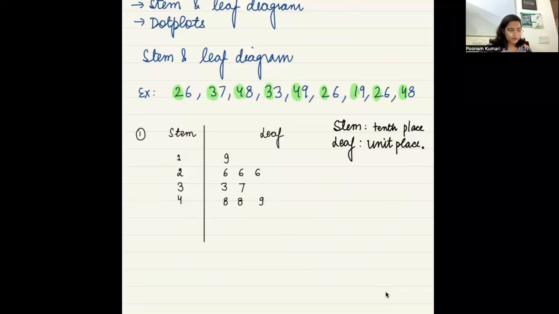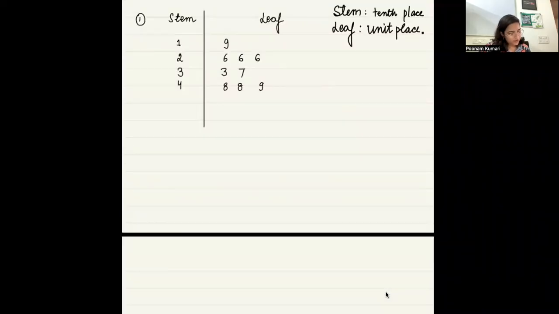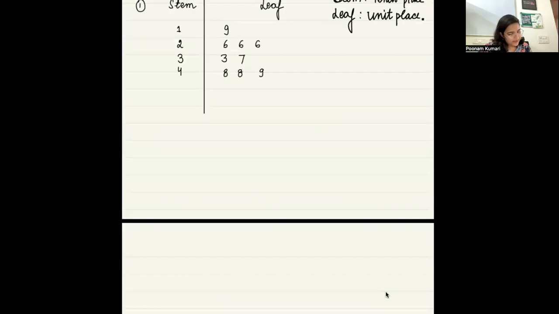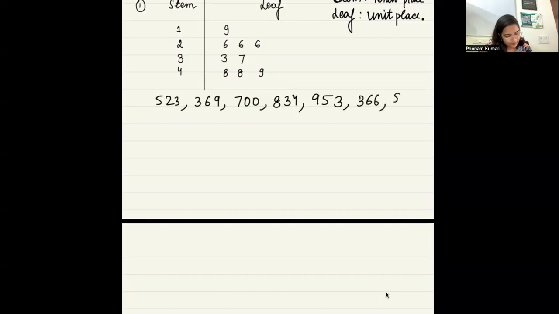Ma'am, in case of 3-digit or 4-digit number, what will be the stem and leaf? Yeah. So now let's take an example which has 3-digit numbers. Okay. So what you can do is, let's say I have data which is like this. So this is 523, 369, 700, 834, 95, 953, 366, 528.